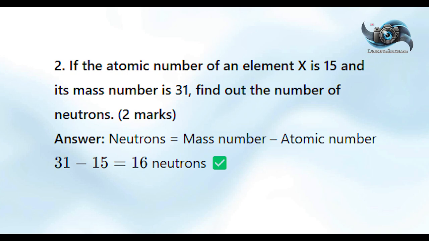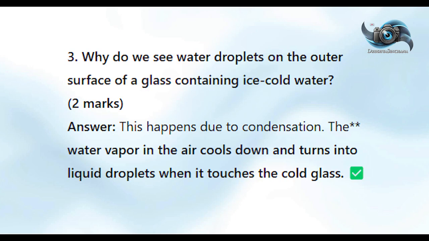Question number 2. If the atomic number of an element X is 15 and its mass number is 31, find out the number of neutrons. Answer. Neutrons equal mass number minus atomic number. 31 minus 15 equals 16 neutrons.